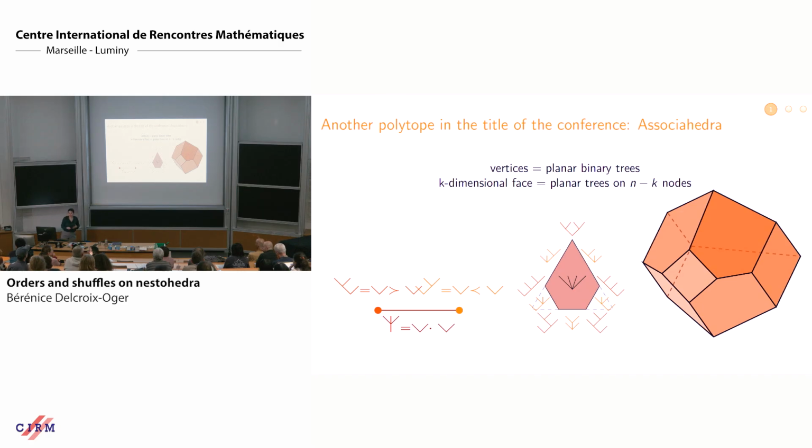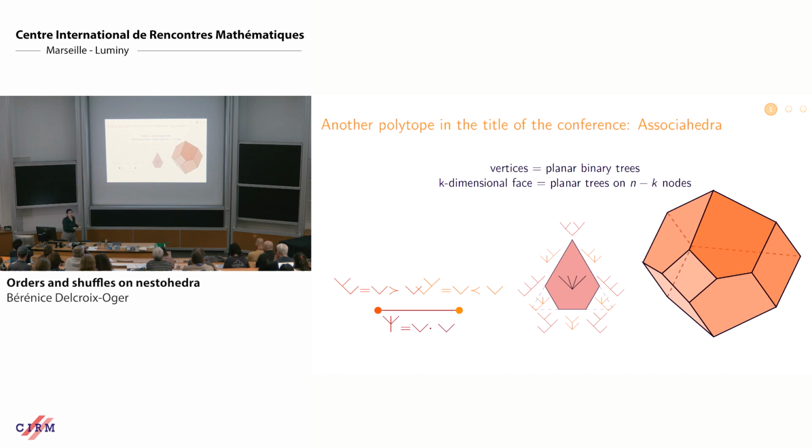So there are two polytopes in the title of this conference, permutohedra and associahedra. So here is associahedra now. The faces of associahedra are labeled by planar trees. The vertices are planar binary trees. So the faces are planar trees.